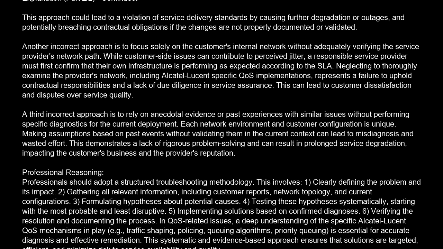In CoS-related issues, a deep understanding of the specific Alcatel Lucent CoS mechanisms in play, e.g., traffic shaping, policing, queuing algorithms, priority queuing, is essential for accurate diagnosis and effective remediation. This systematic and evidence-based approach ensures that solutions are targeted, efficient, and minimize risk to service availability and quality.